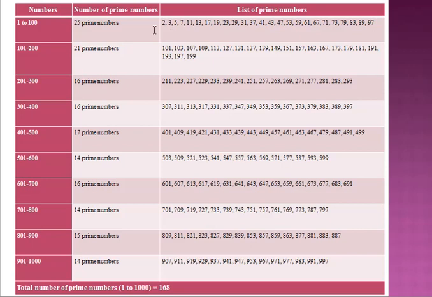Between 1 to 100, we have 25 prime numbers. Between 1 to 50, we have 15 prime numbers. And between 51 to 100 we have 10 prime numbers. The numbers that come in other tables are not prime numbers, right? And those which are not prime numbers are called composite numbers.